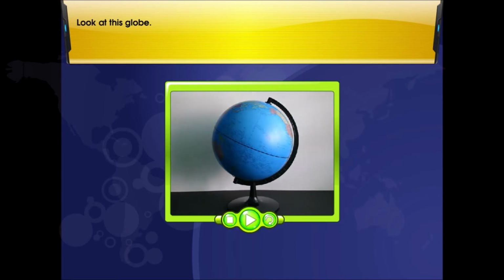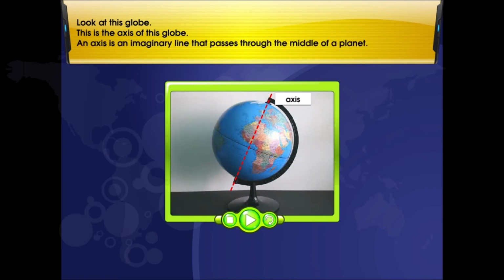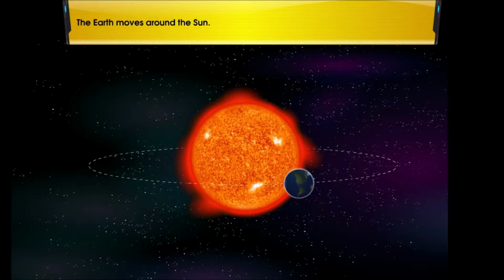Look at this globe. This is the axis of this globe. An axis is an imaginary line that passes through the middle of a planet. The globe is rotating on its axis. The earth moves around the sun.